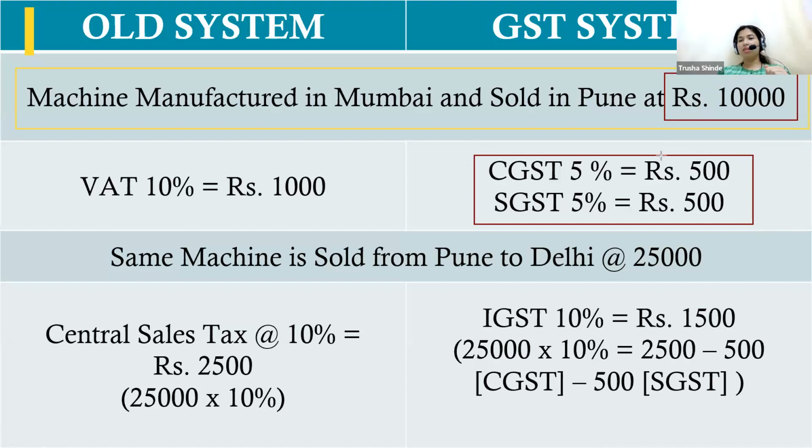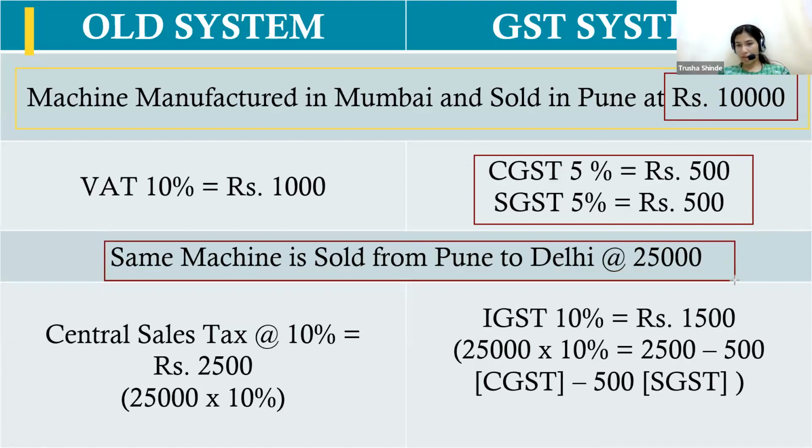Now, the same machine is sold from Pune to Delhi. Here the previous cost, if you have seen, is 10,000 plus this 1,000, so it is 11,000. Correct. Now, in addition to it, whatever the transportation, profit, etc., cost has been added, the price of that particular machine is now how much? 25,000. Now from Pune to Delhi.